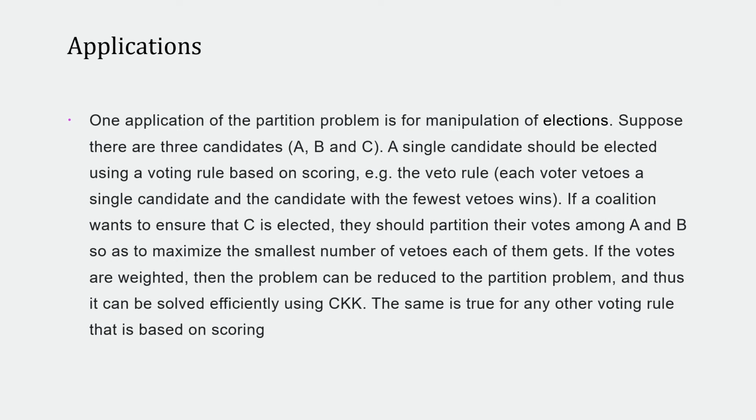While coming to the applications, one application of the partition problem is for manipulation of elections. Suppose there are three candidates A, B and C. A single candidate should be elected using a voting rule based on scoring. For example, the veto rule. Each voter votes against a single candidate, and the candidate with the fewest votes wins. If a coalition wants to ensure that C is elected, they should partition their votes among A and B so as to minimize the smallest number of votes each of them gets.